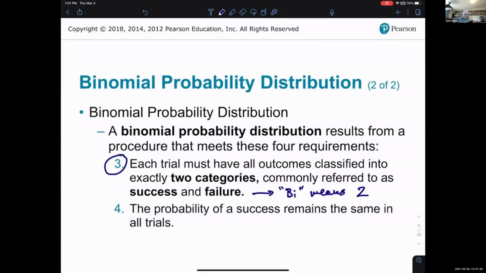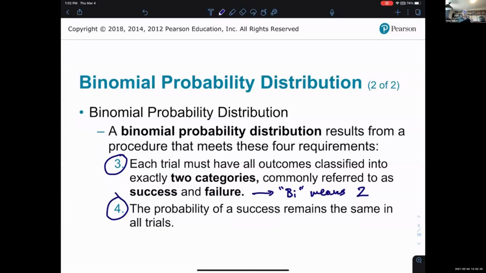And then lastly, number 4, the probability of success remains the same in all the trials. Flipping a coin, if heads is success, and I do that several times, so I have different trials, and I either have success or failure, heads or tails. Well, the probability of success every time I flip a coin is 50%. And that's the same every time. So that also meets criteria number 4.